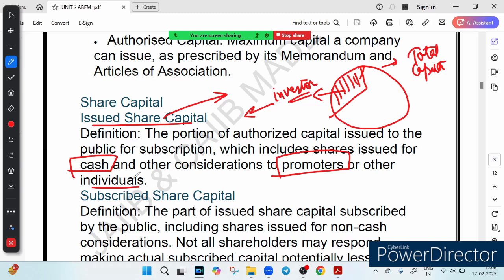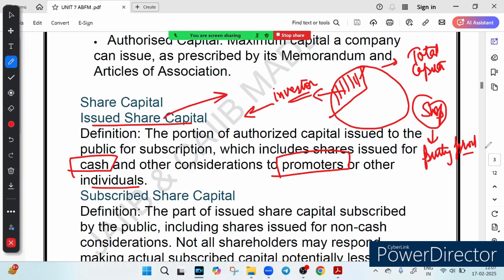Now you can think of it like a shop putting products on display for sale, right? Suppose a shop is putting products on display for sale. Some people may buy, some may not buy, right? So that is what is happening. It includes shares issued for cash and other consideration to the promoter or other individuals, right? So this is called issued share capital.